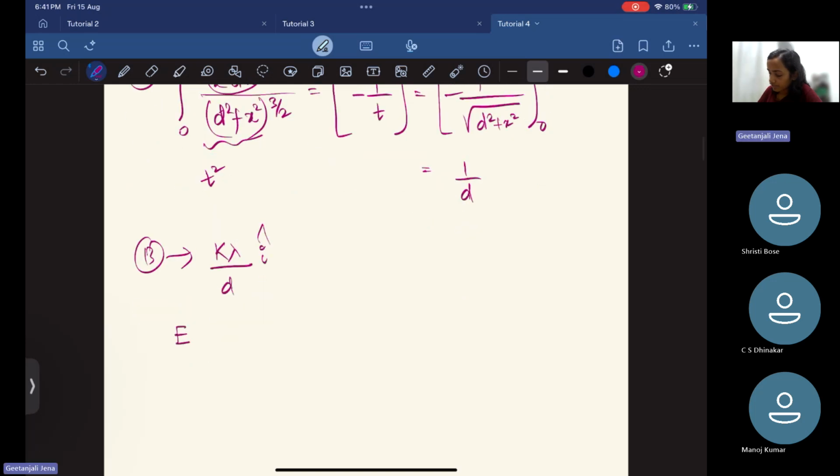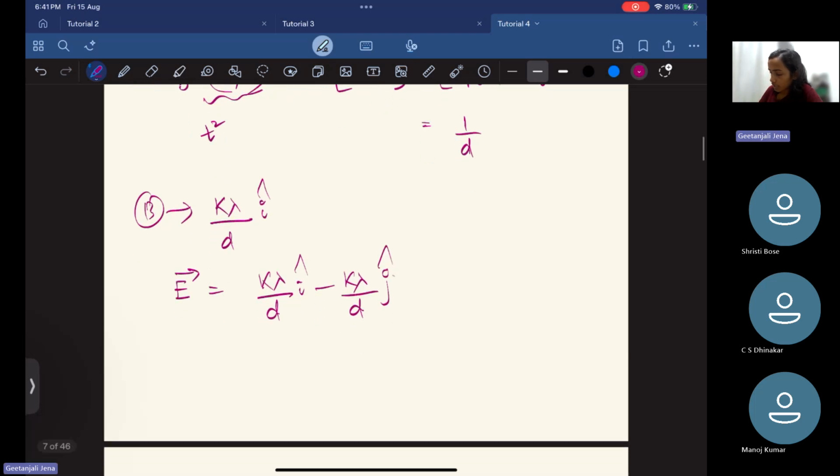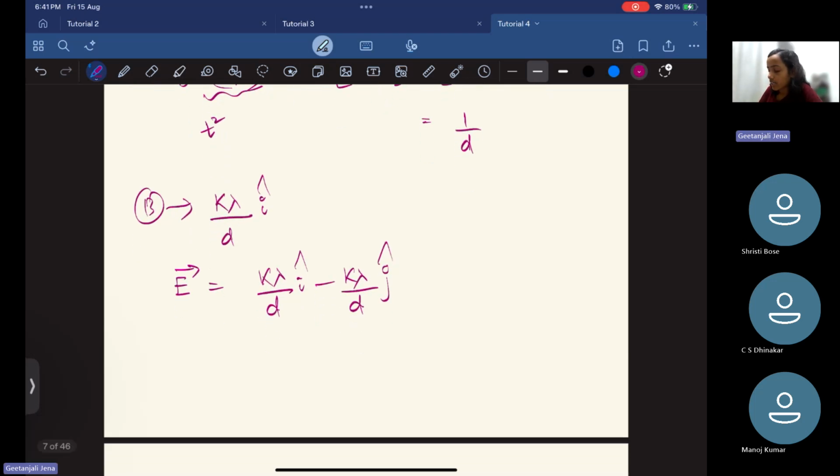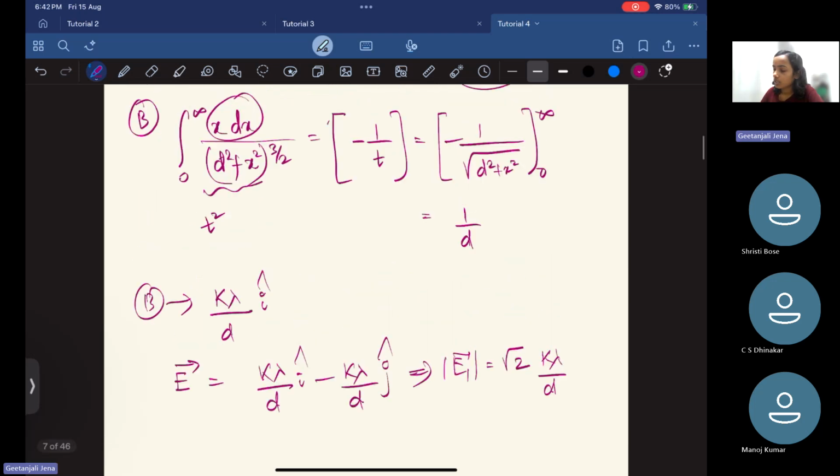So that means the electric field will be A plus B, which is k lambda by d i minus k lambda by d j. So in the x and y directions, you have the same electric field magnitude. So if you need to calculate the magnitude, it will be nothing but square root of 2 k lambda by d. And the angle between this Ex and Ey will be 45 degrees.